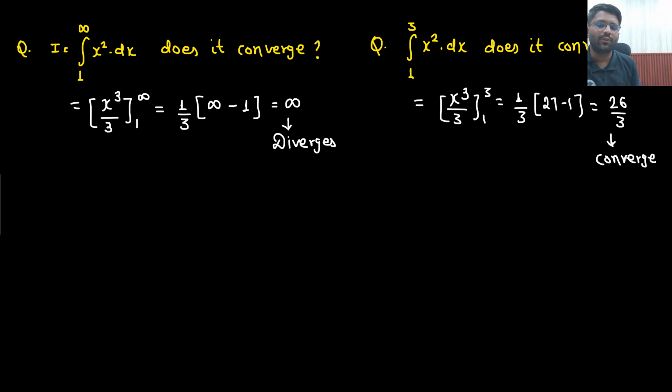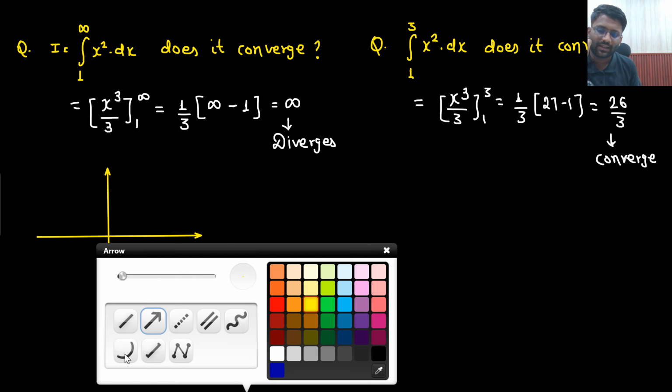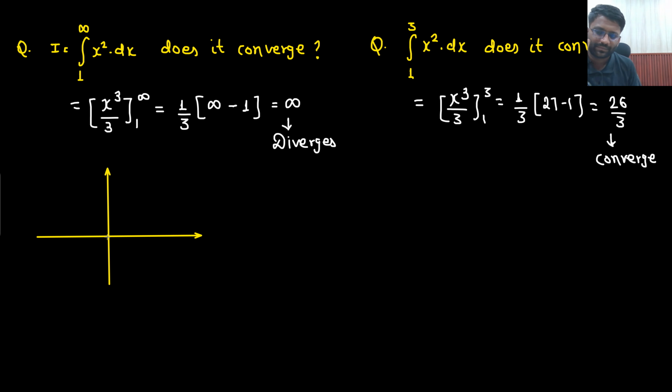Secondly, if it is possible for you to make the graph, then make the graph. Here, if I make the graph of x square, what is the graph of x square? This is the graph of x square. The limit is going from 1 to infinity. This is x equals 1 and it is going till infinity. That means you are supposed to calculate this much area.